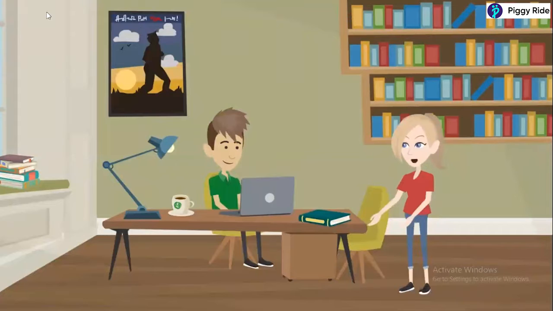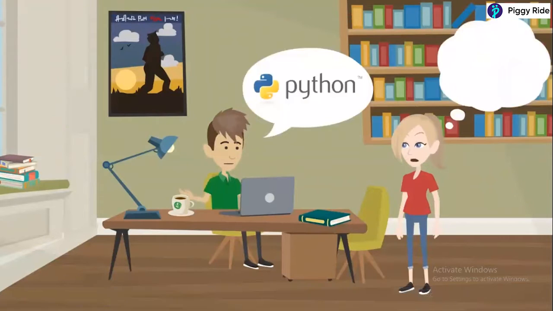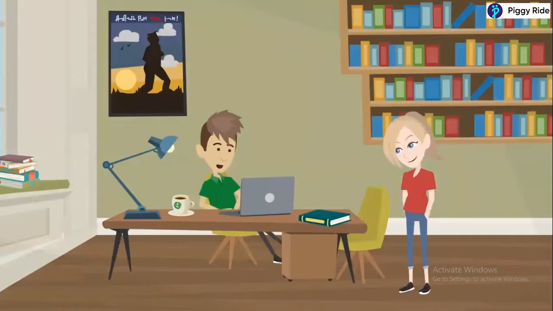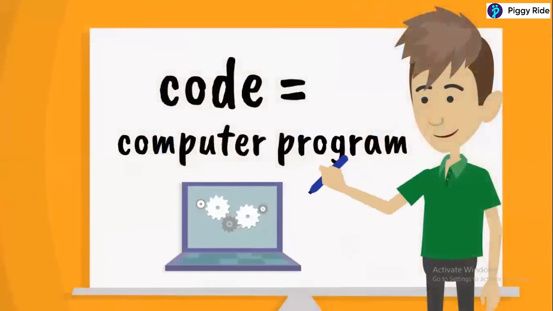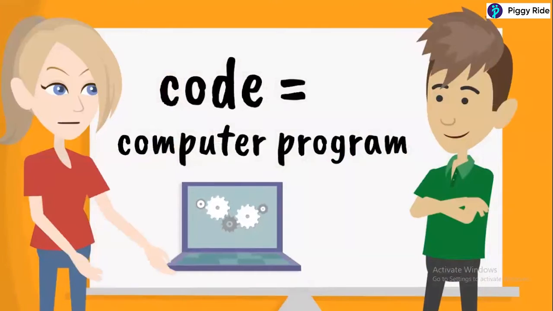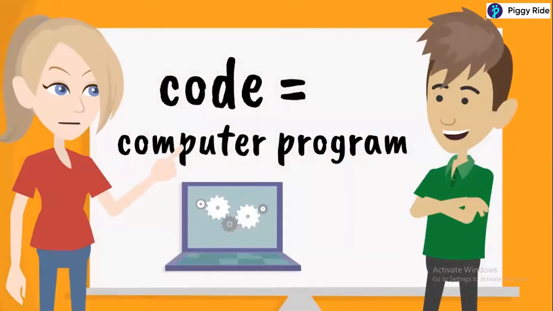Hey, Jacob, what are you doing? I have a deadline tomorrow. I have to complete this Python code on time. Huh? Python code? I don't get it. Well, Sophia, by code, I mean a computer program. I still don't get it, but I would like to know about it since I want to be an IT engineer like you.